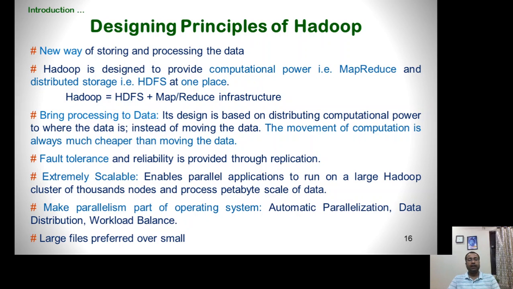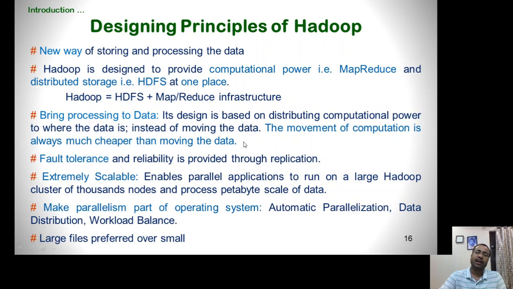So what is the main principle of Hadoop? That is bringing processing to the data. Bringing processing to data. What does it mean? Its design is based on distributing computational power to where the data is instead of moving the data. The movement of computation is always much cheaper than moving the data.